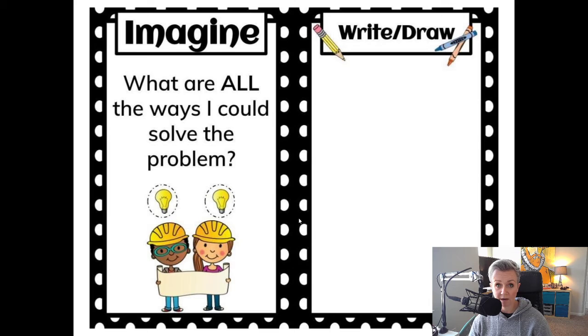The next step, imagine: what are all the ways I could solve the problem? So this is where they're brainstorming ways that they could solve the problem. They haven't picked exactly the way that they're going to solve the problem, but they're really just thinking about every single possible way that they could think of to solve that problem.